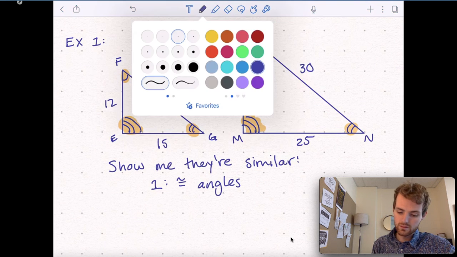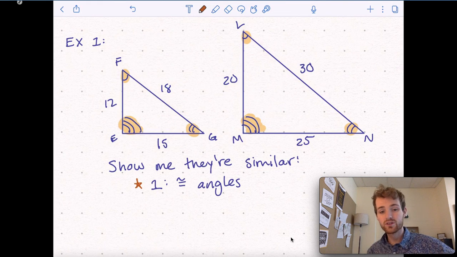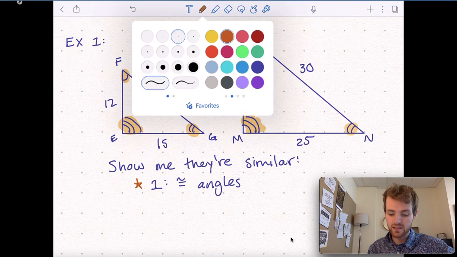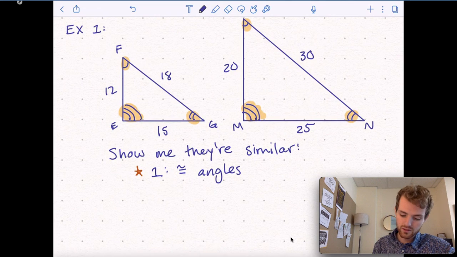So, our first thing that we have to check off is there. We do have congruent angles. Now the question is, do we have proportional sides?